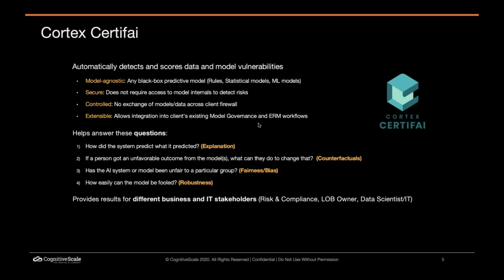And at CognitiveScale, we've even developed a solution, Certify, to enable the deployment and monitoring of trusted AI solutions and ML models. So our Certify product can automatically detect and score data and model vulnerabilities and help with questions like, how did a system predict what it predicted? The explainability metric, if you will. If a person got an unfavorable outcome from a model, what can they do to change that, leveraging counterfactuals? Has an AI system or model been unfair to a particular group, that fairness or bias metric, and how easily can a model be fooled in terms of robustness?